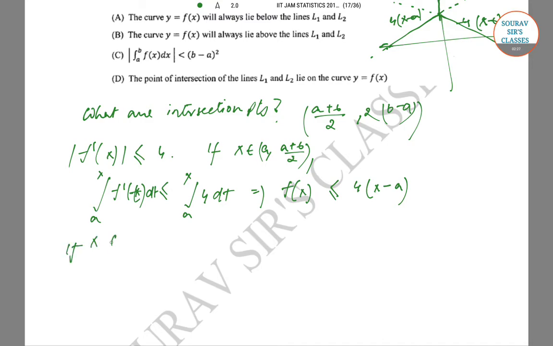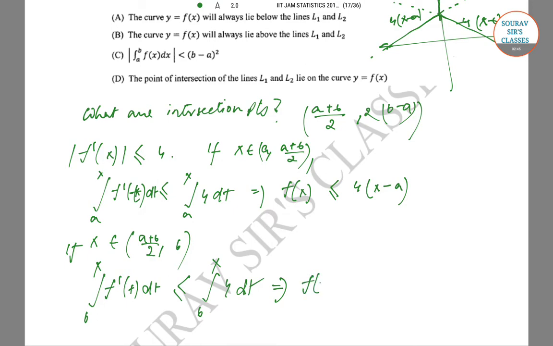Now if x belongs to [(a + b)/2, b], we have the integral from x to b of f'(t) dt less than or equal to the integral from x to b of 4 dt. So f(x) minus f(b), which is 0, is less than or equal to 4 times (x - b). So f(x) is less than or equal to -4(b - x).